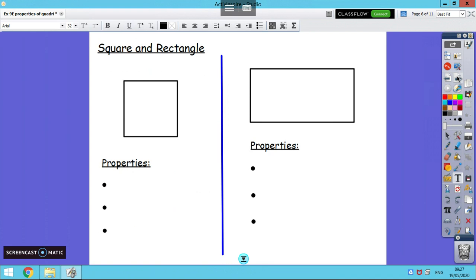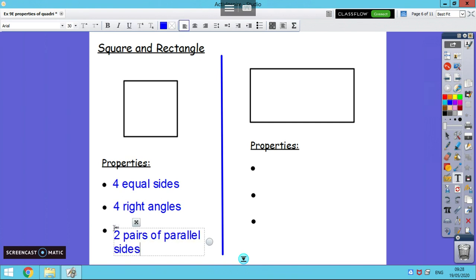So, here is what I want us to start filling out. We're going to try and do it quite quickly because I can only record for 15 minutes before this cuts out. So a square and a rectangle. Well, a square has 4 equal sides, doesn't it? Next one, it has 4 right angles. Let's think about parallel sides. It has 2 pairs of parallel sides. So there are the properties of a square.